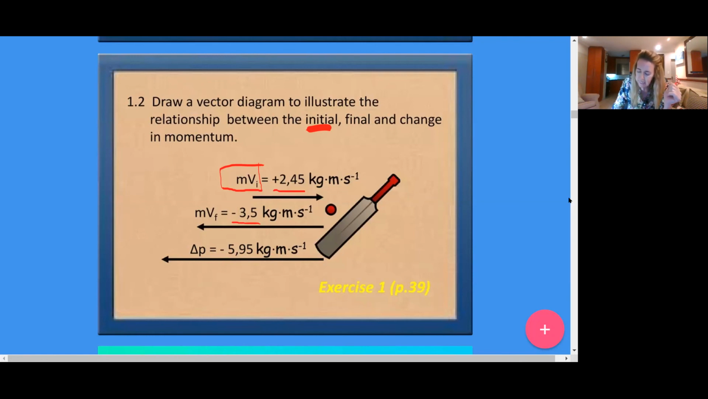The change in momentum is clearly bigger than both the initial and final momenta, because in this case, we are subtracting a negative value. So positive 2.45 take away negative 3.5 gives us that value of 5.95 kilogram meters per second. We have worked it out above, and we got negative 5.95 kilogram meters per second. That therefore points in the negative direction away from the bat, and it should be drawn longer than the initial and final vectors of momentum, respectively.